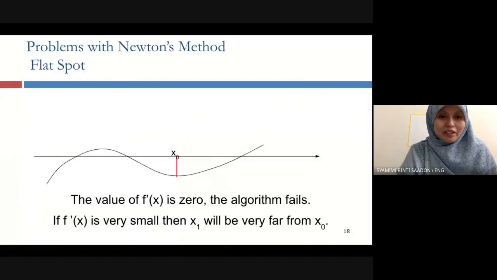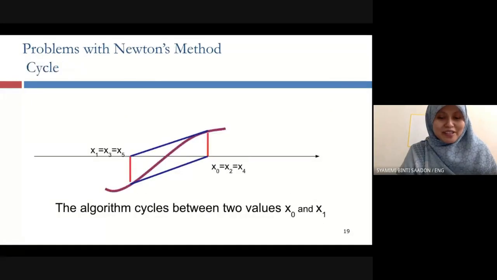Another thing, flat spot. This is just a drawback. If the root that we choose keeps making the algorithm cycle, it means that we rotate between the same interval. We keep rotating between the same interval.